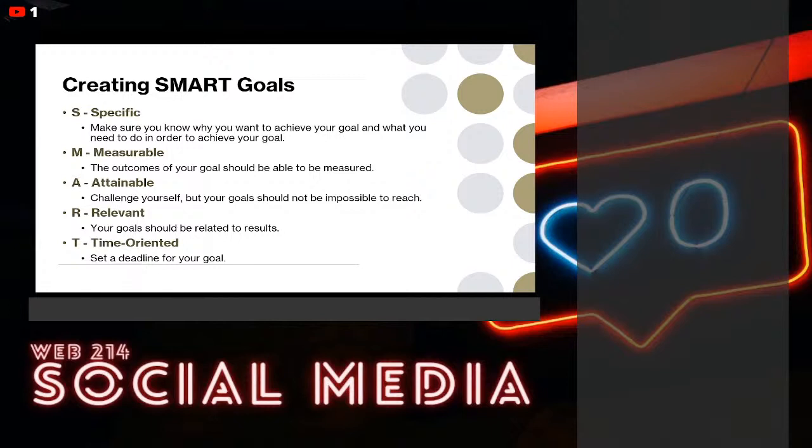M is that it's measurable. The outcome of your goals should be able to be measured. Now, this could be as easy as, I want to post 3 times a week to Twitter, or I want to post daily to Instagram, right? There's an objective there. There's something measurable there that you can go back and quantify and assess.